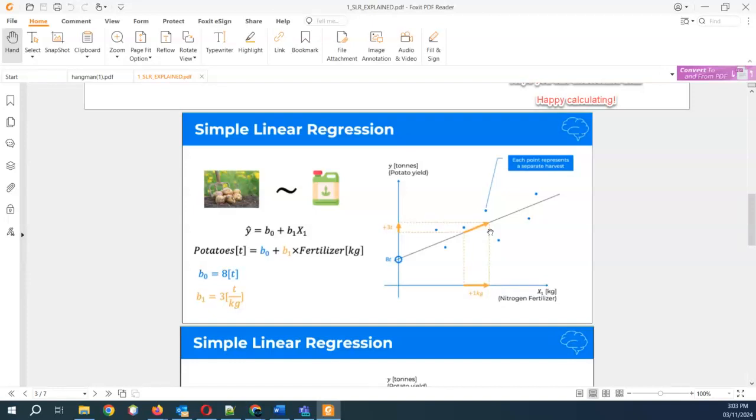Linear regression means a linear line. The more juice you put, the more enjoyment you get in the excursion. The more fertilizer you put, the more potatoes you will get. And this is very common in our business scenarios, right? The more we do marketing, the more people we will attract.